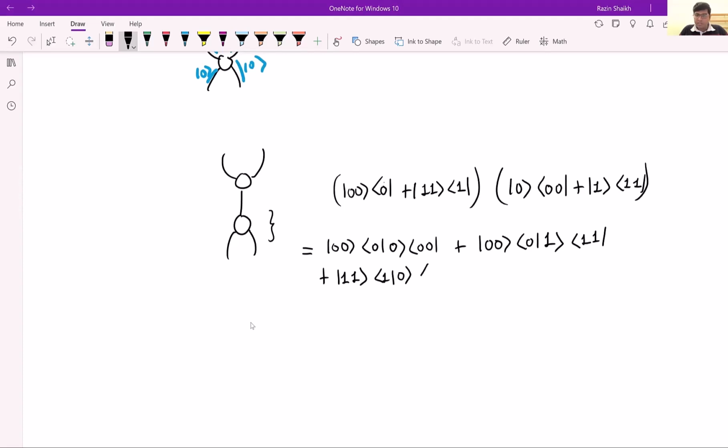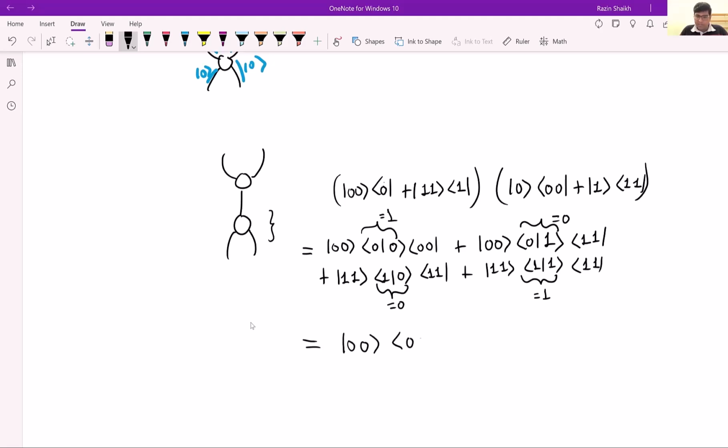So we get four terms in the output, like this. But if you notice, this term over here is a zero scalar, so this term is equal to 0. And similarly, this is also equal to 0. And this inner product of the 0, 0 states is equal to 1, and this is equal to 1. So if I remove all these 0 terms, what I'm left with is this bracket operator.